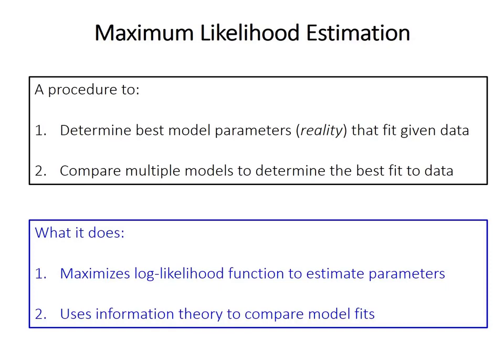So maximum likelihood estimation has two goals. First, it determines the best model parameters, the most likely reality that fits a given set of data. So this is the likelihood part. We want to find the most likely parameters, the most likely reality or model for the given set of data. And second, it's typically used to compare multiple models to determine which of those is the most likely explanation or the best fit for the data. To do that, it maximizes something called the log likelihood function to estimate the model parameters, and then uses concepts from information theory to compare the model fits. So I'll discuss each of these steps in a bit more detail, starting with the likelihood function.